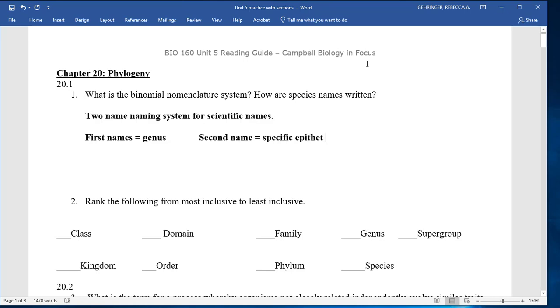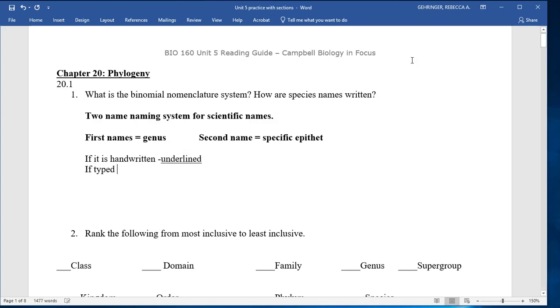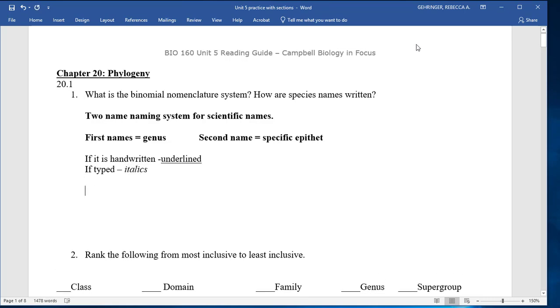And do you remember the rules? So what do we need to do if we are handwriting the name? So if it is handwritten, it needs to be underlined. And if it's typed, it needs to be in italics. Oh, darn. There we go. And then, like an example of that, we could do the wolf, right? That would be a Canis lupus.